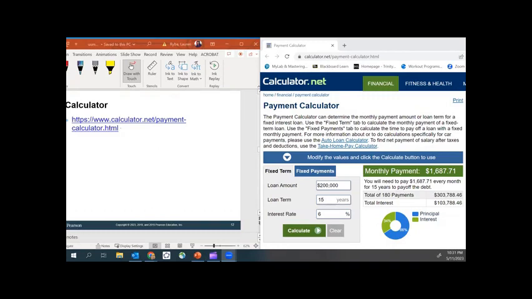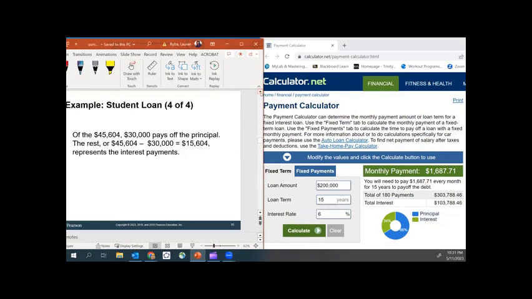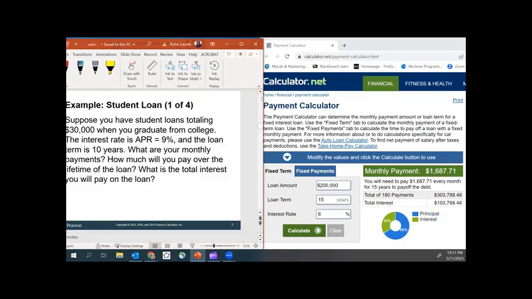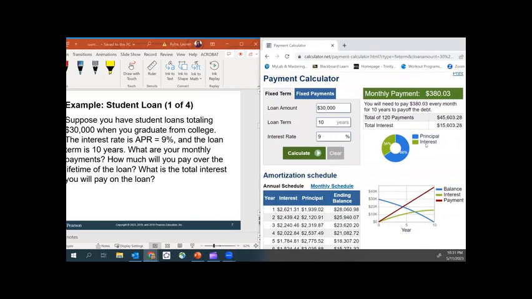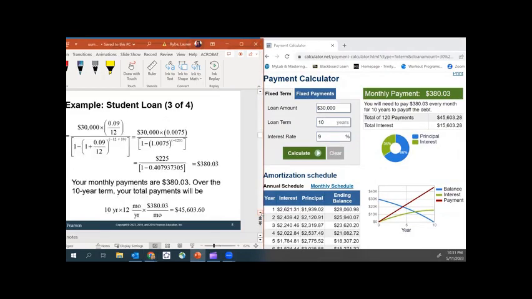So what I'm going to do is I'm going to show you this payment calculator here. It's on the slide. And I'm going to first start with that previous example that we were looking at here, just to show you how you would type it in. So you need your loan amount, which is $30,000. The term is 10 years. And the interest rate is 9%. And then I'm going to click calculate. And what it's going to do is it's going to give me all the same answers that we wanted. So monthly payment, $380.03. So that's the same value we got there.